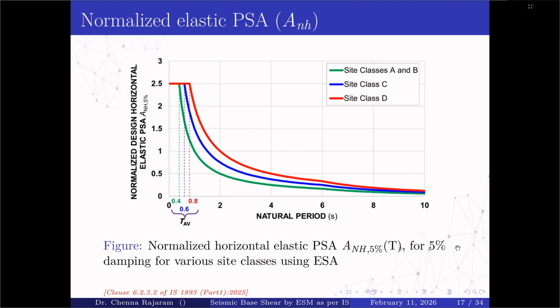Now, we already obtained the fundamental natural period. So, in the normalized elastic pseudospectral acceleration, this curve, for this spectrum, is applicable only for the equivalent static method. For the response spectrum method, we have to use another spectrum. Now, for our case, the fundamental natural period is in between 0.46 to 0.48. So that means the ANH for 5% damping ratio comes around 2.5.